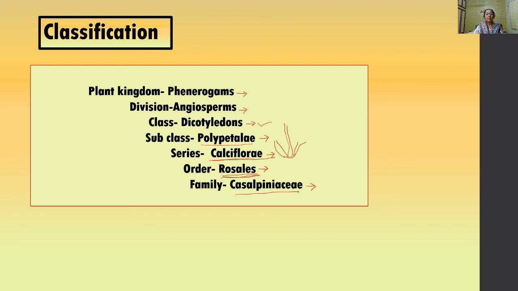Then Caesalpiniaceae has marginal placentation, which is one of the important characters of the family Caesalpiniaceae, and also the zygomorphic flower and the presence of 10 stamens in 2 whorls of 5 each. These are all the characteristic features of family Caesalpiniaceae. So with this we have completed the family Caesalpiniaceae demonstration. So thank you.